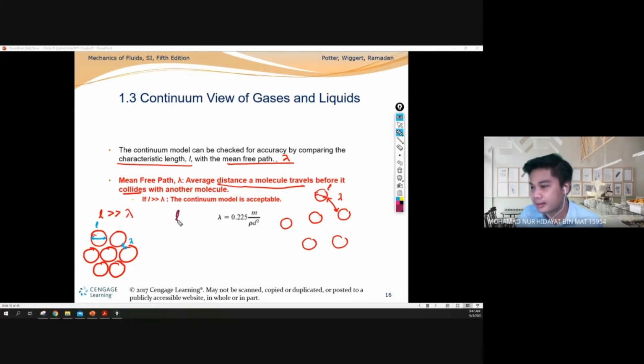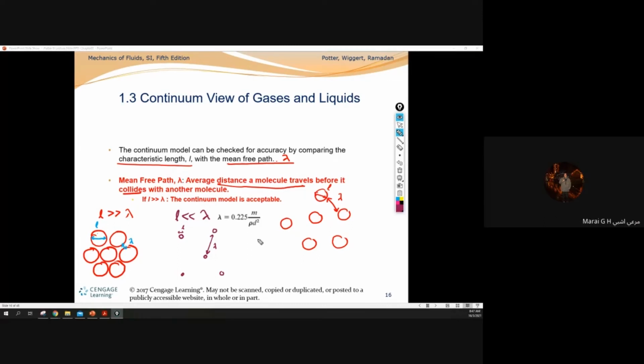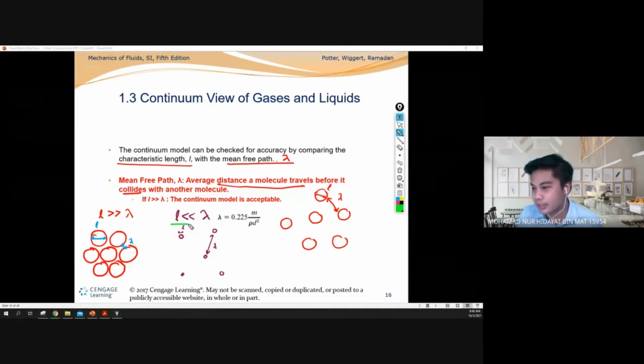Okay, this is the case where the L is less and less than lambda. Where is the lambda? This is lambda. And where is the L? What do you notice here? What is the difference? The distance is very big, I think. Okay, can you see I tried to make it a box?